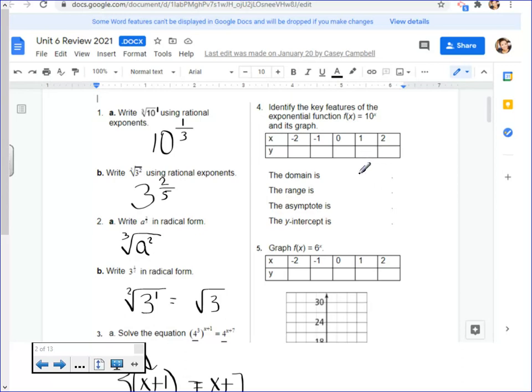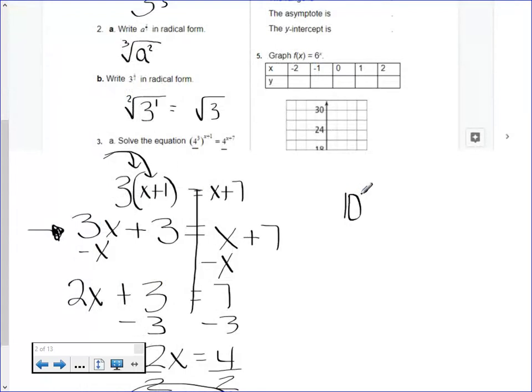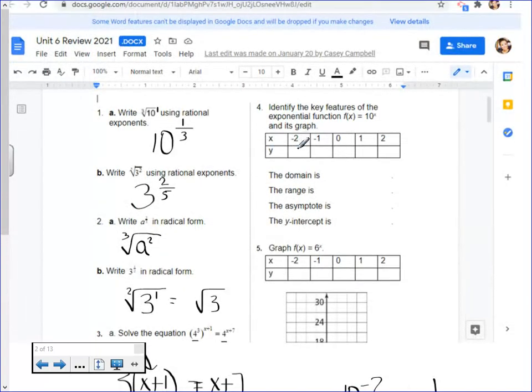its graph. You can go ahead and type these into your calculator if you want, or you could think about them without the calculator too. If I'm taking 10 to the negative second power, remember we don't like having negative exponents, so that would go to the bottom of my fraction. What is 10 to the second power? So this is like 1 over 100.